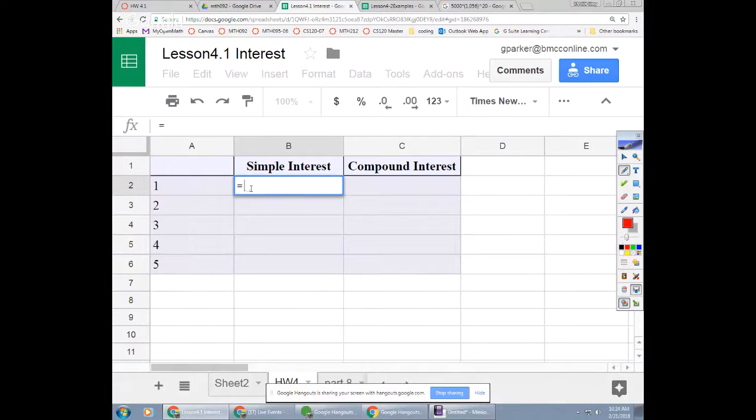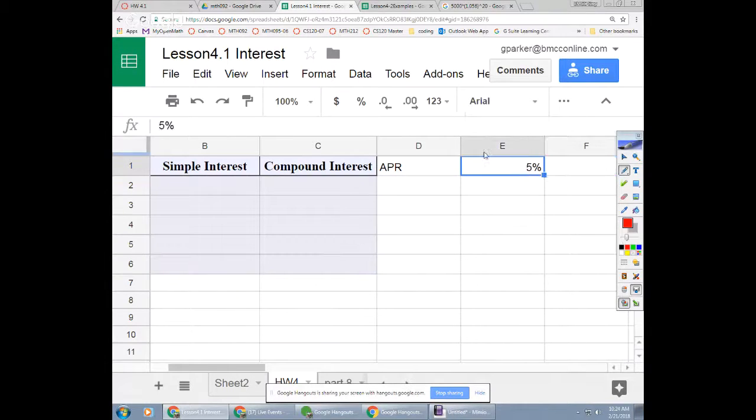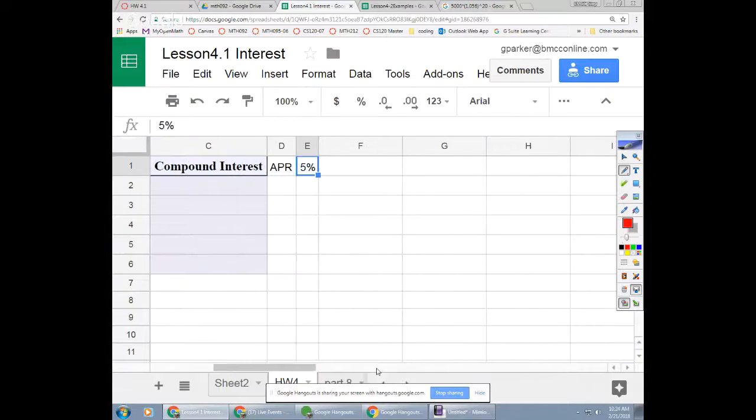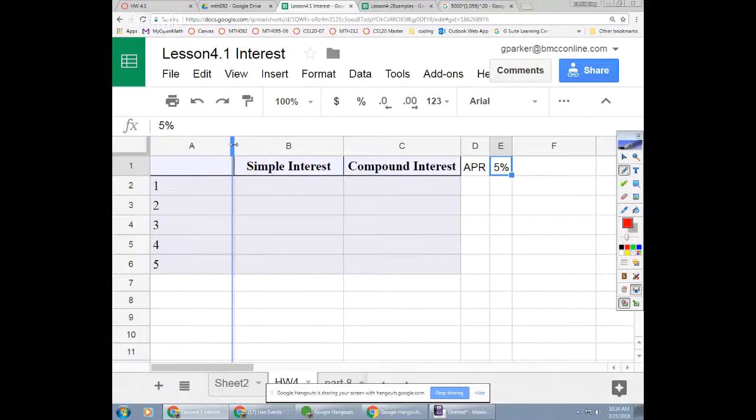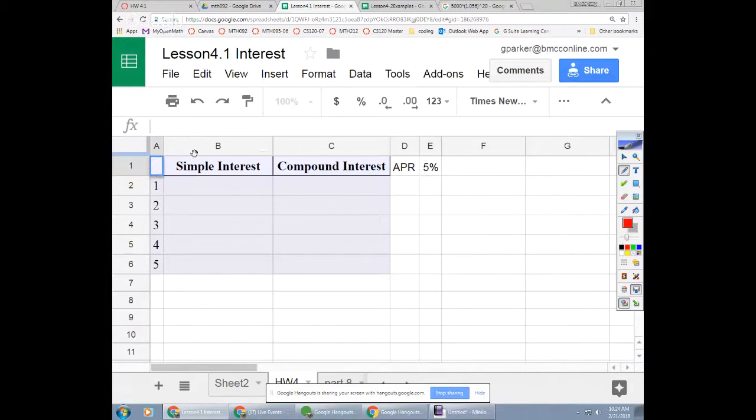So simple interest, how does that work? Anybody remember how I calculate simple interest? Let's put the rate in here. Sorry, I should do that. Principal times rate times time, yeah. So let's see, APR here is 5%. So I'm just going to refer back to that number over there. This is years.